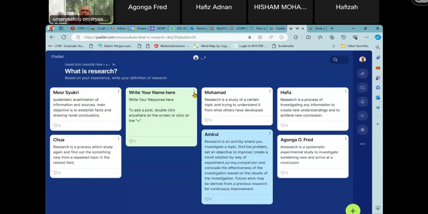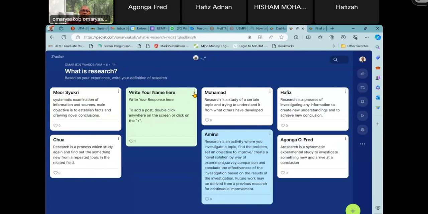Okay, here, research is a process of investigating any information by gathering data and knowledge from previous investigation to create new understanding and achieve new conclusion, in which these findings can be used for further investigation in future or to solve a current problem. Again, here we have solve a current problem.